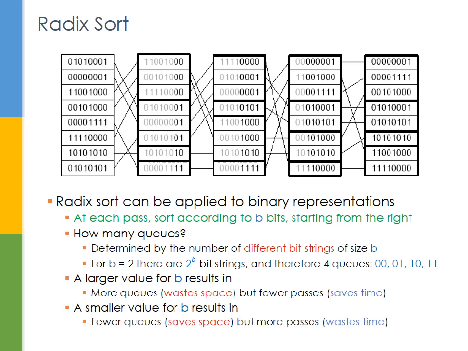Conversely, for a smaller value of b, we have fewer queues, so this saves memory space, but we require more passes, which will tend to waste more execution time.